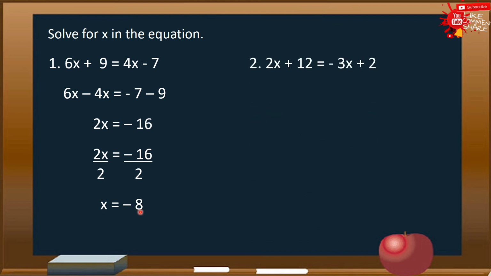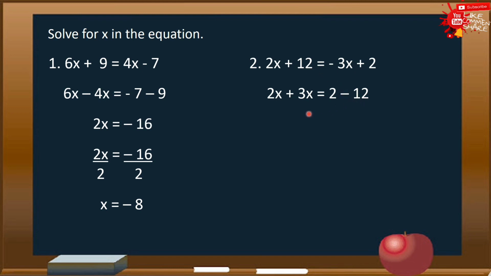Let us have our second example. It is the same with number 1. We have here 2x plus 12 equals negative 3x plus 2. So, pagsasamahin lang lahat natin ng may variable sa left side, then constant term sa right side. Then, use the opposite sign. So, we will have 2x, then negative 3x will be plus 3x or positive 3x, then copy 2, then plus 12 will become minus 12 or negative 12.